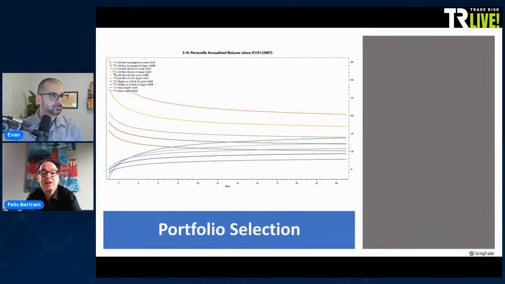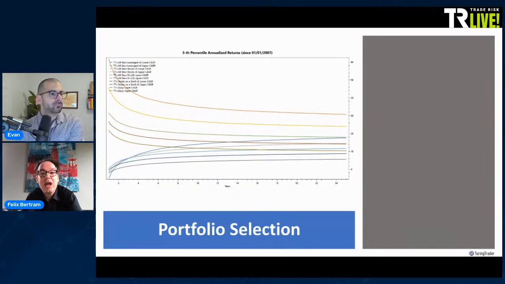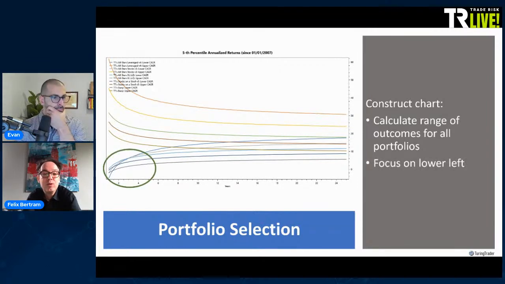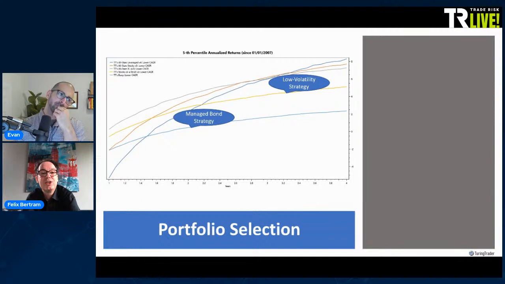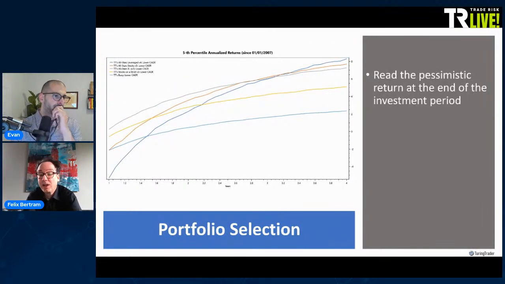And the problem that we have is, how do we select portfolios? Okay, so we create this chart here and we calculate a range of possible outcomes for a number of portfolios. And now we focus here on this lower left corner. So now here I have 5 strategies. There's a managed bond strategy, a low volatility strategy, a balanced strategy, an aggressive one, and a leveraged one. And now the question is, which strategy should I invest in and why?